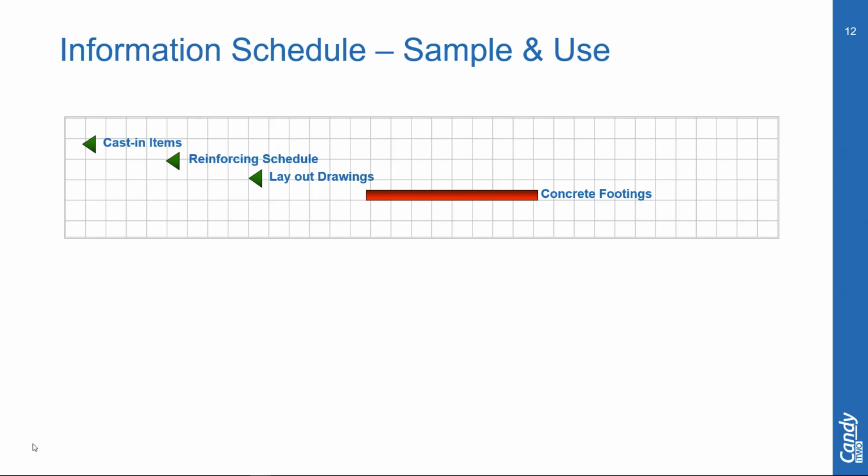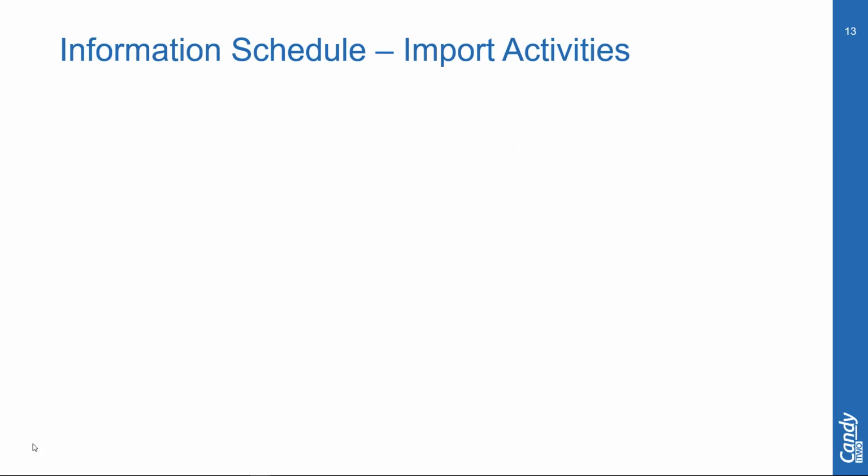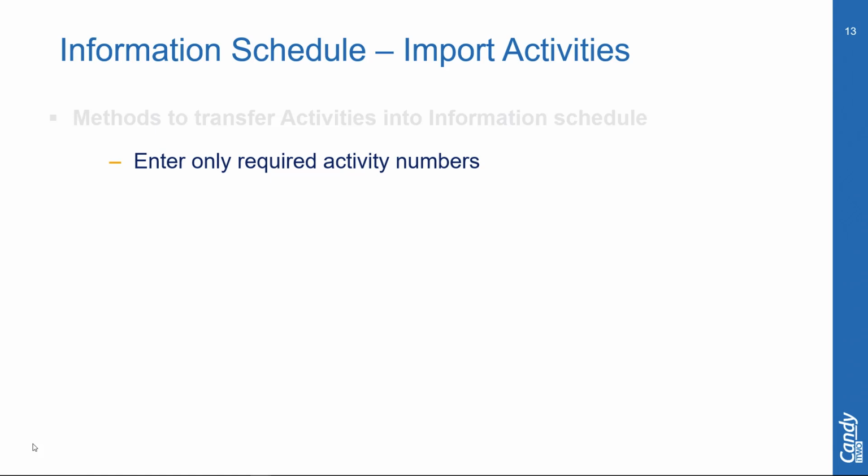As you can see, it's information at a point in time. There's no sequencing as it was with the long lead schedule. So basically items are required in parallel, and a delay of one will not delay the other items but will delay the activity. The long lead items and the information schedule items, as far as import of activities is concerned, work exactly the same.